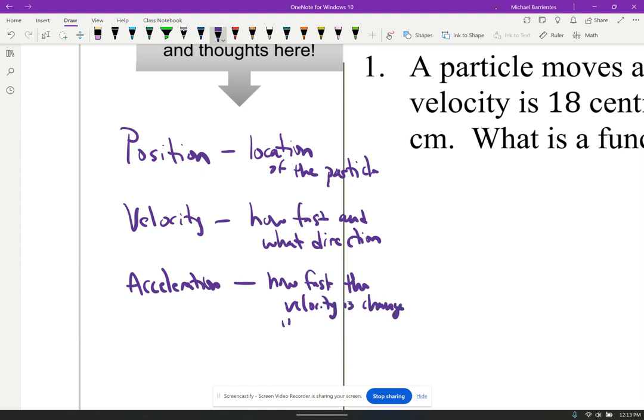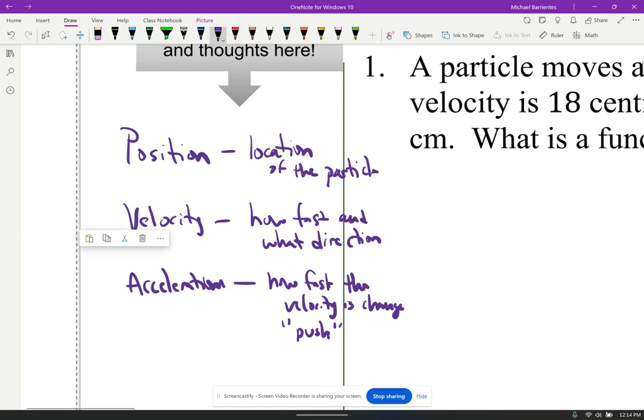I call it the push, right? When I have positive acceleration, I'm giving a push to the moving particle in the right-sided direction. Or if I have a negative acceleration, I'm giving a push to the velocity of a moving particle, but to the left. Anyway, this is what we had talked about before.